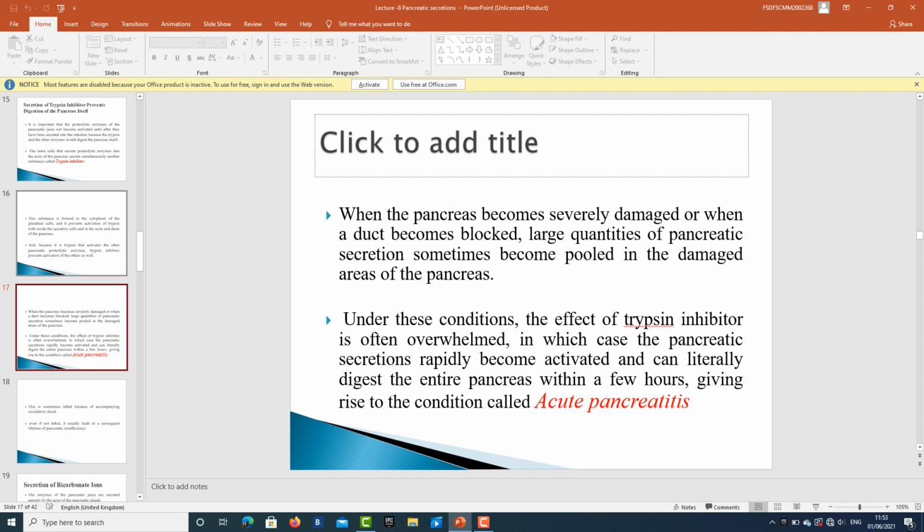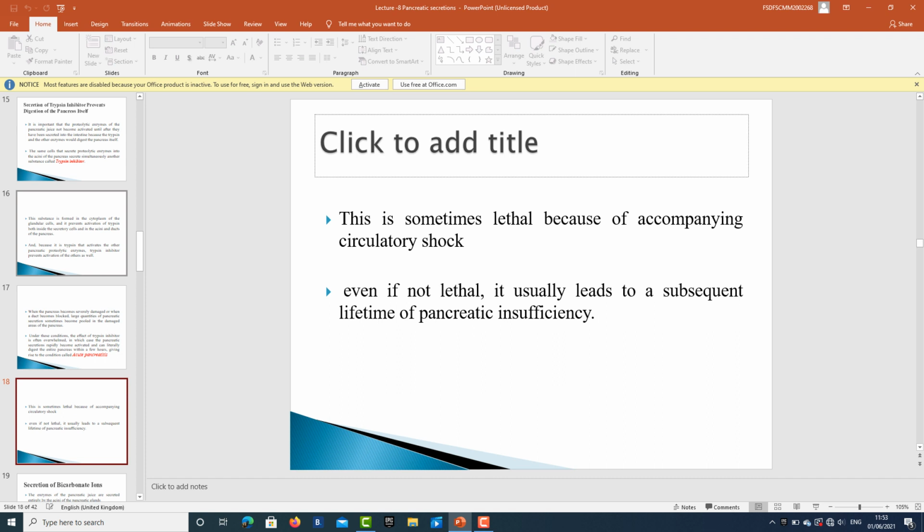and can literally digest the entire pancreas within a few hours, giving rise to the condition called acute pancreatitis. This is sometimes lethal because of accompanying circulatory shock. Even if not lethal, it may lead to a permanent lifetime pancreatic insufficiency.